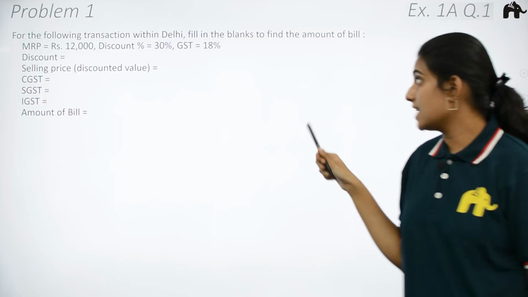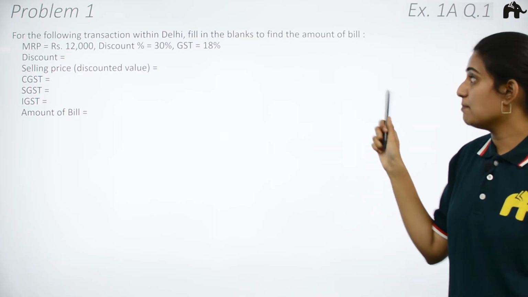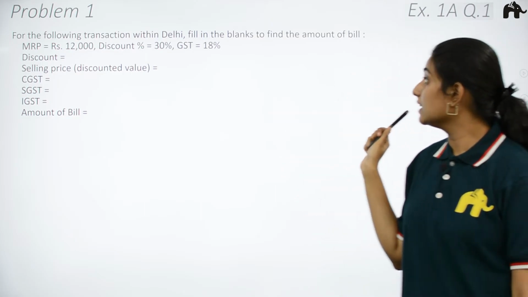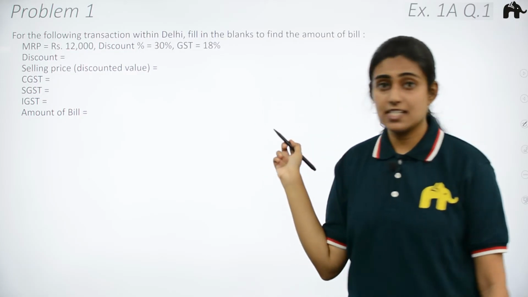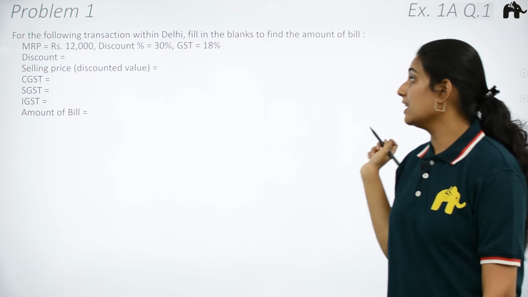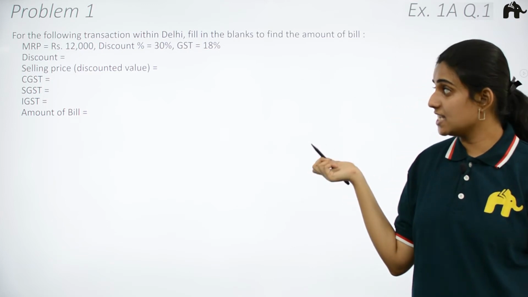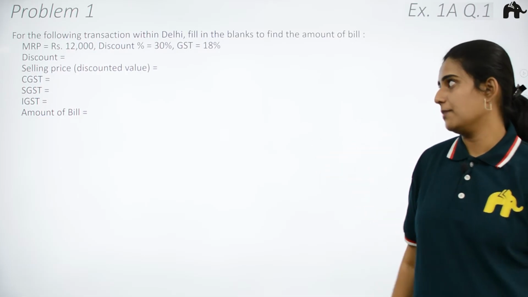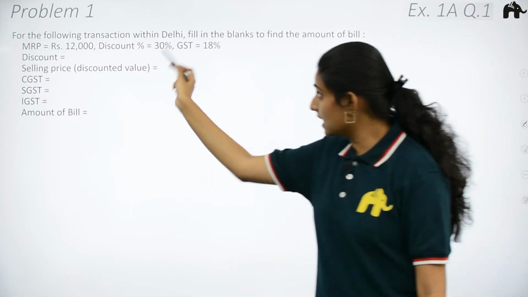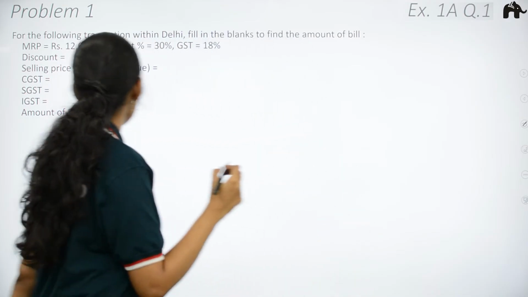For the following transaction within Delhi, fill in the blanks to find the amount of bill. MRP is given 12,000 rupees. Discount percentage is 30%. GST is given 18%. First thing to find is discount, then selling price, CGST, SGST, IGST and amount of bill. Let's begin. How do you find the discount? Discount percentage is given, MRP is also given. We can easily find the discount.